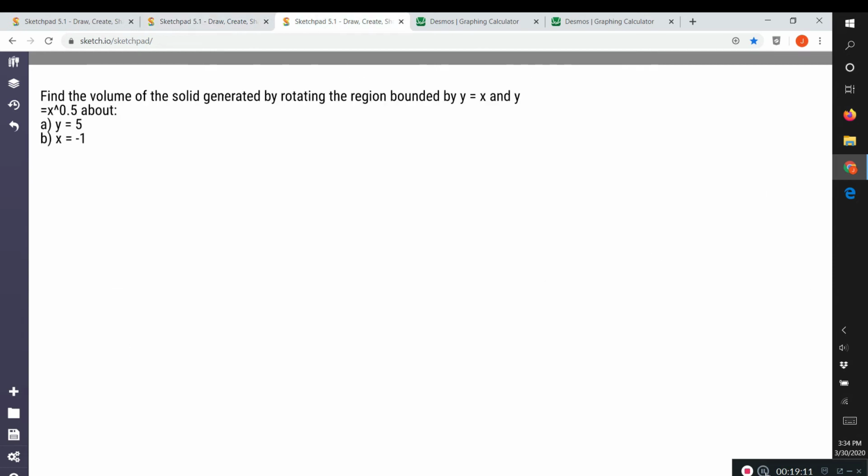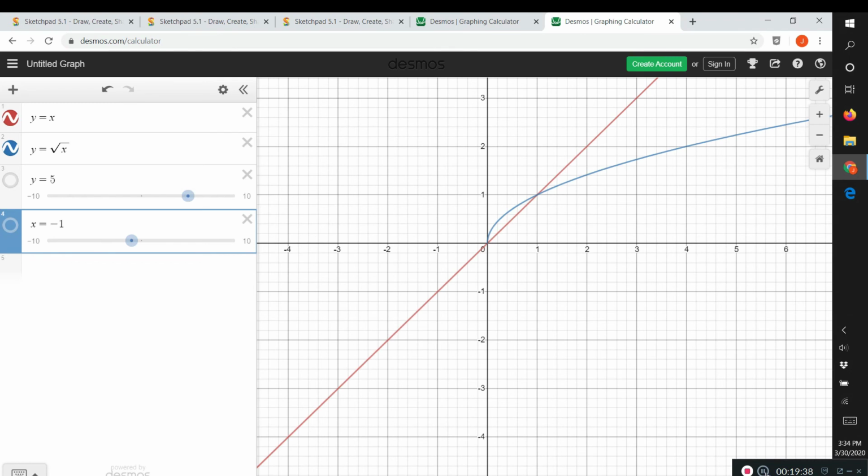Moving on to a new example, we're going to find the volume of the solid generated by rotating the region bounded by y equals x and y equals x to the 0.5 about the lines y equals 5 and x equals -1. So remember that y equals x to the 0.5 is really just the square root of x. So let's get a picture of what that looks like. I've graphed the two curves here, and we can see they intersect at the points 0, 0, and 1, 1. So that's the region bounded by those two curves, that thin sliver in between the red and blue there.